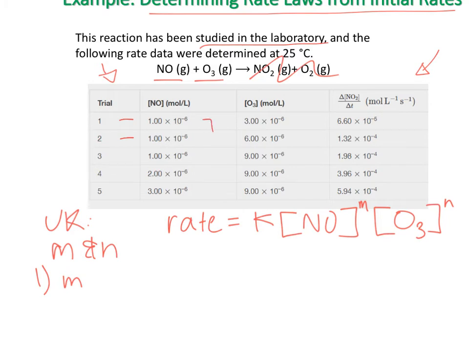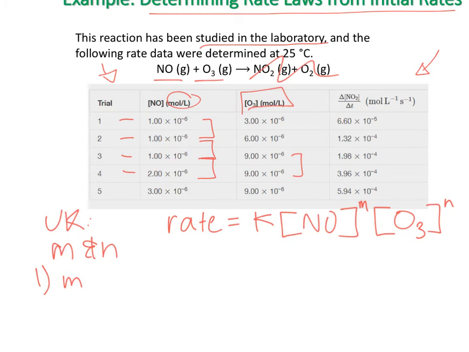Is NO changing here? The answer is no. Next, we look at 2 and 3. Is NO changing in concentration? And again, it's no. Finally, we look between 3 and 4, and finally, NO is changing. Now, let's double check and look at what's going on with O3. O3 is not changing, so this is perfect. This is exactly what we want.